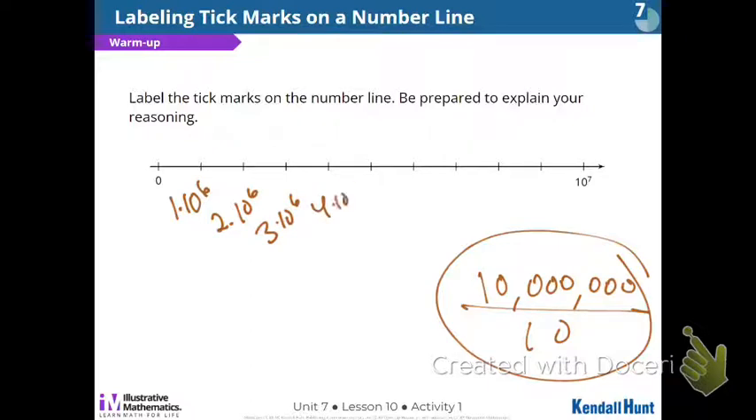4 million. 5 million. 6 million. 7 million. 8 million. Oops, I got ahead of myself there. And 9 million. And then my 10 million, I'm going to write as 10 to the 7th. So this is how I could write that number line. Really, this is just by millions. All right? It's kind of like a different visual than we're used to seeing with a number line.